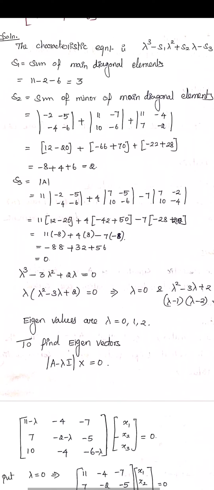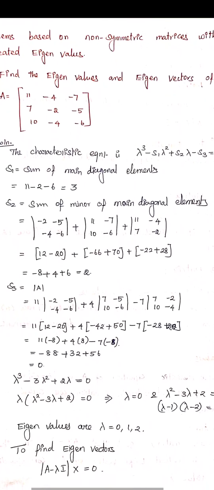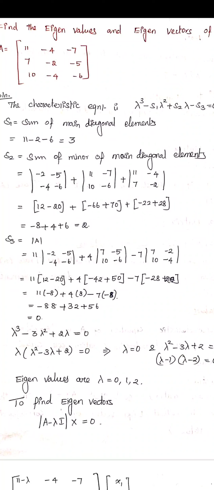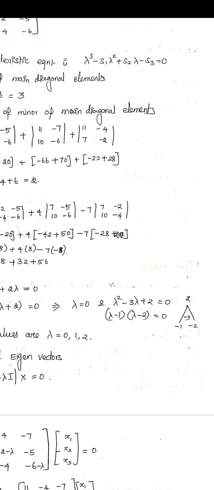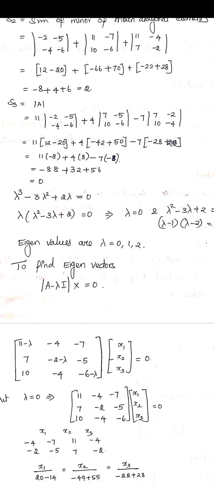Therefore, substituting S1, S2, S3 in the characteristic equation, we get lambda cube minus 3 lambda square plus 2 lambda equal to 0. Taking lambda common outside, lambda into lambda square minus 3 lambda plus 2 equal to 0, that is lambda equal to 0, or lambda square minus 3 lambda plus 2 equal to 0. The factors of lambda square minus 3 lambda plus 2 are lambda minus 1 into lambda minus 2. Therefore, the eigenvalues are lambda equal to 0, lambda equal to 1 and lambda equal to 2.